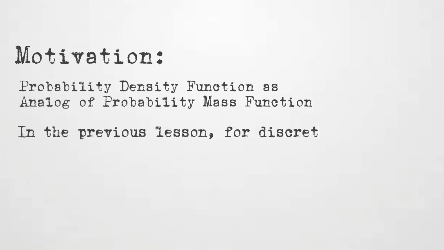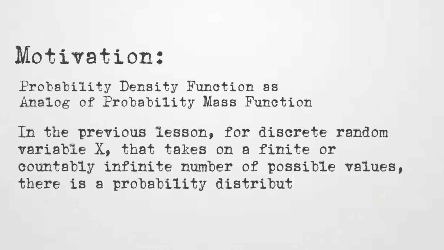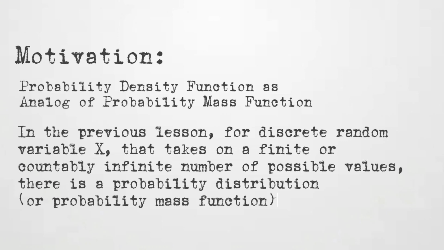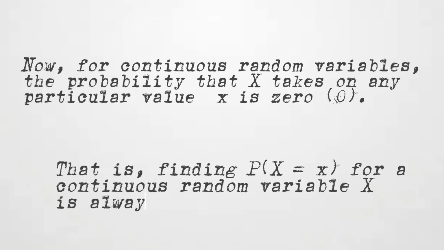In the previous lesson, for a discrete random variable X that takes on a finite or countably infinitely many possible values, there is a probability distribution or probability mass function, P(X = x), for all the possible values of x. Now, for continuous random variables, the probability that X takes on any particular value x is 0. That is, finding P(X = x) for a continuous random variable X always gives 0.